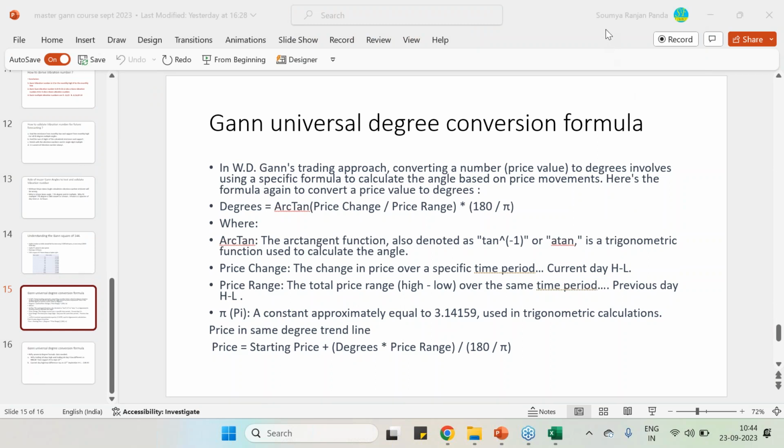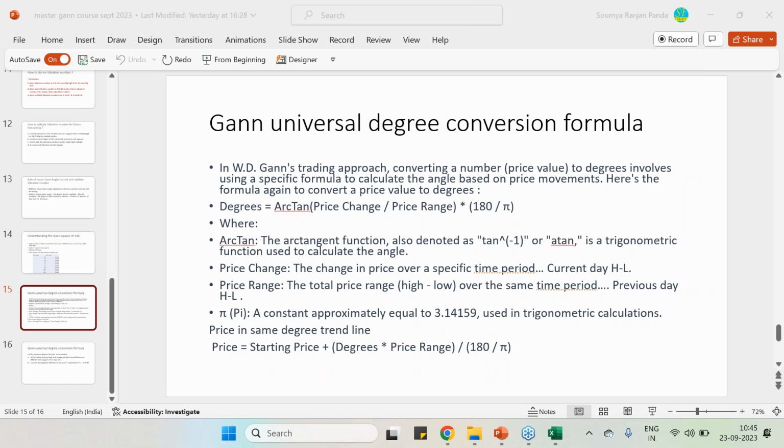Gann universal degree formula. That means when you are in the square of 9 principle you are converting that particular number to a degree, considering geometrical figure as a square. When you are using the hexagon, one more formula. Universal means that price itself is having one specific degree associated with that.